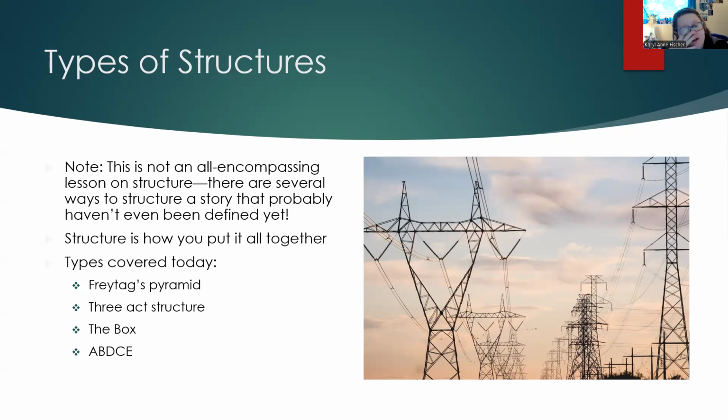The first we'll talk about is Freytag's Pyramid, which you probably remember from our introductory lesson on writing fiction. Then we have the three-act structure, the box or the mystery box, and ABDCE, which I keep saying ABCDE, but that's not it. That's the alphabet. The structure itself is ABDCE.